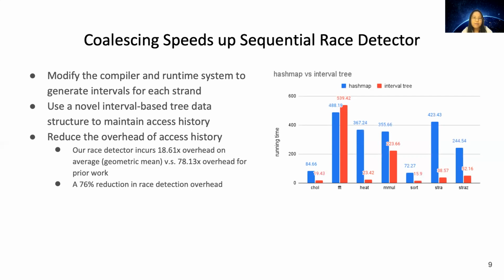Specifically, our race detector incurs 18.61 times overhead on average. In comparison, the race detector from prior work incurs 78.13 times overhead. This is a 76% reduction in race detection overhead.